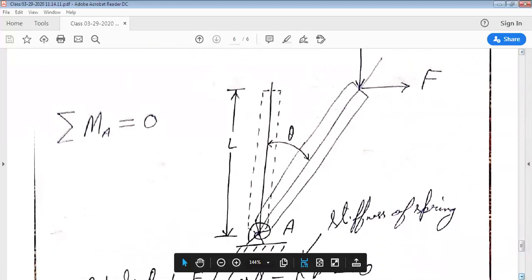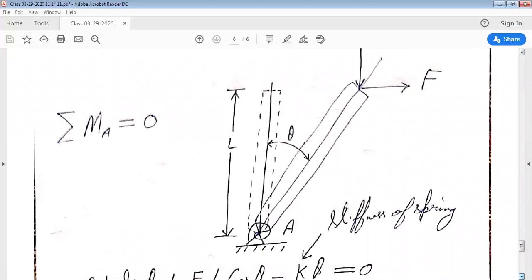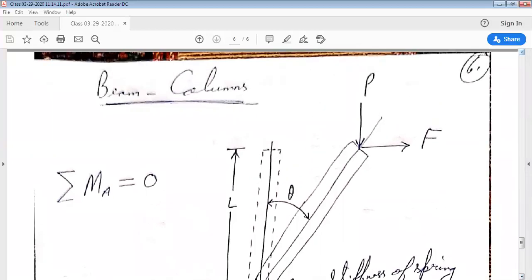So here you can see a typical beam column which is pivoted at point A, and there is a spring of stiffness K at location A, which tries to restore the beam column to its original position, which is denoted by a dotted image. The length of the beam column is capital L, and when this beam column is deformed, the angle between the axis becomes theta, right?